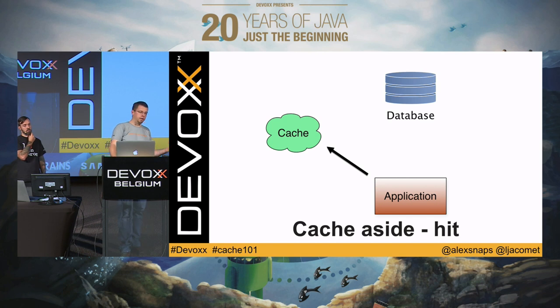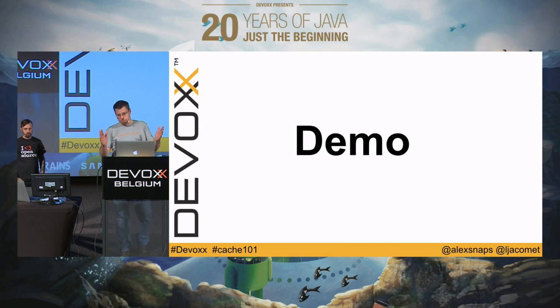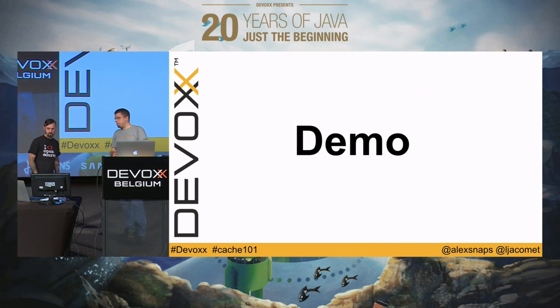And obviously a hit is pretty simple. My application goes to the cache, gets the value, and returns it. That's it, I'm done. I assume that what I get is what I should return to the user or to the business process that needs that data. So pretty simple. Let's see that in practice.